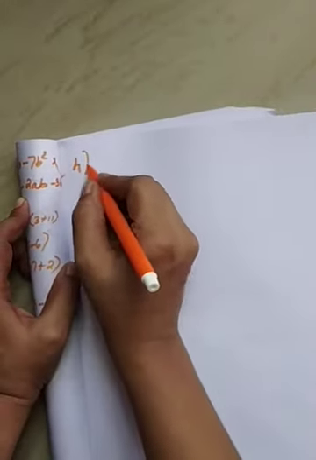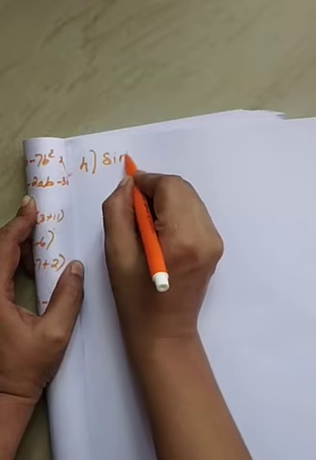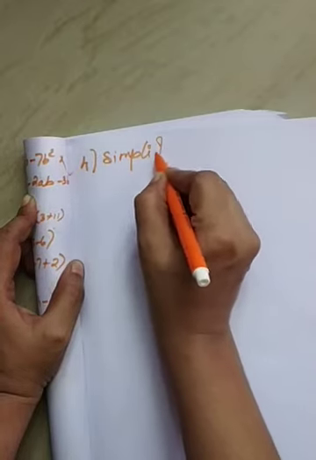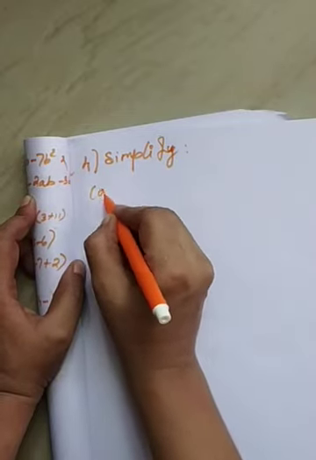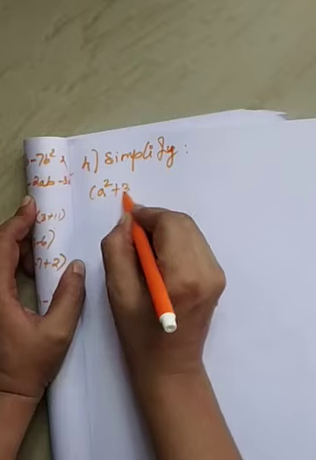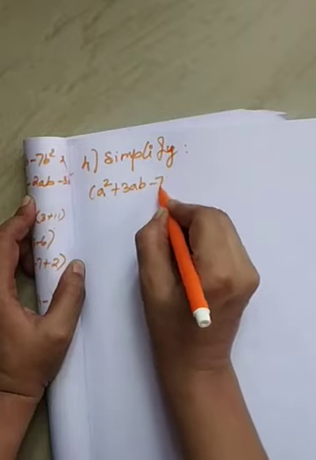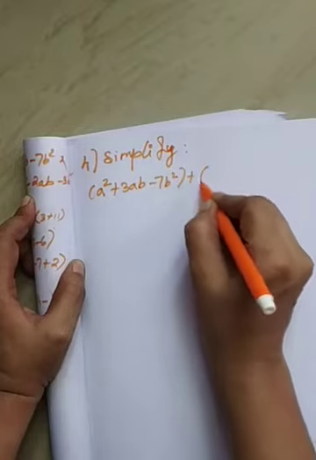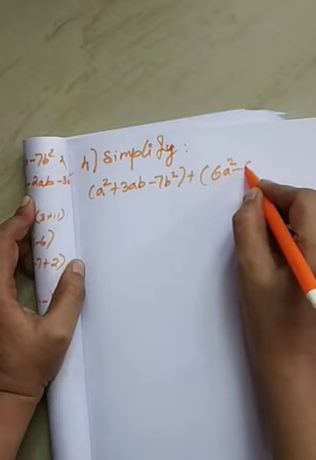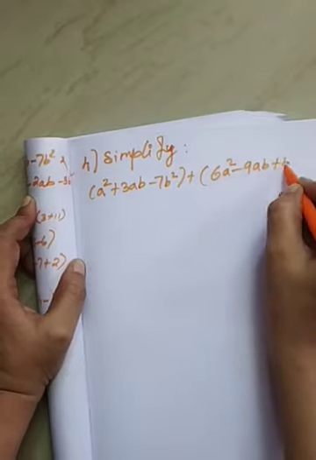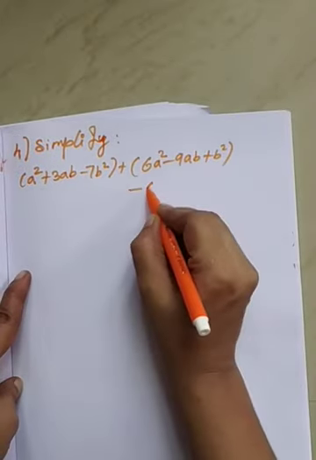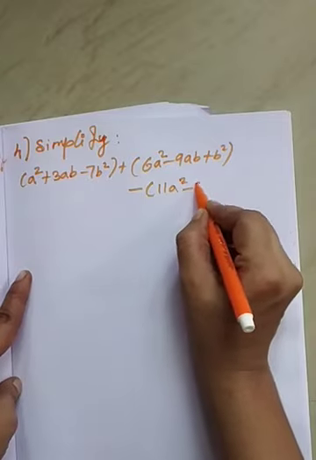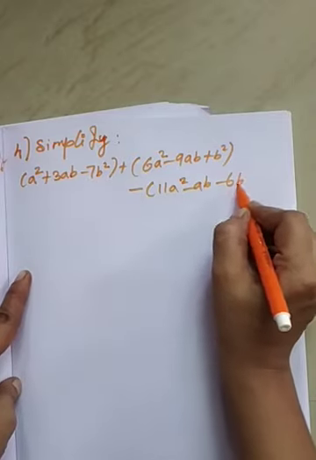See the next problem. Simplify: a squared plus 3ab minus 7b squared plus 6a squared minus 9ab plus b squared, and then minus 11a squared minus ab minus 6b squared.